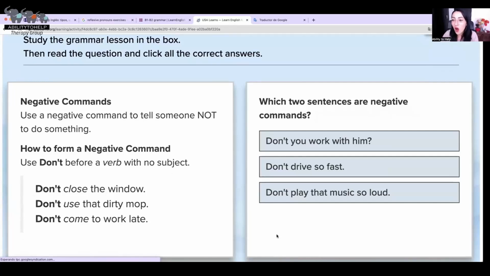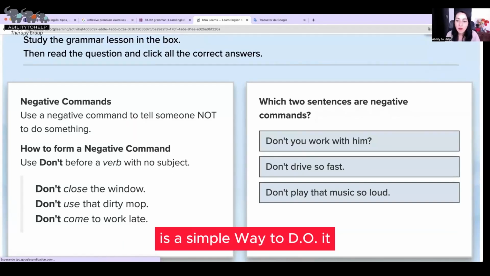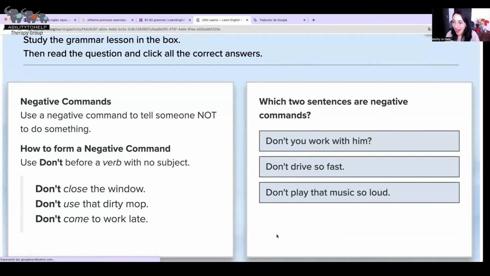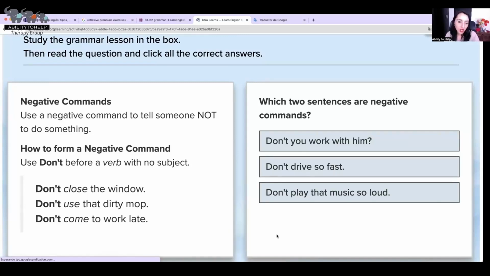Negative comments. We could find negative comments too. Use negative comments to tell someone not to do something. How to form a negative comment? Simple. It's a simple way to do it. Just add the auxiliary verb in a negative way. That's all. Use don't before a verb with no subject. Don't forget it. A comment doesn't have a subject in it. So that's why you have to add the negative statement plus the verb.